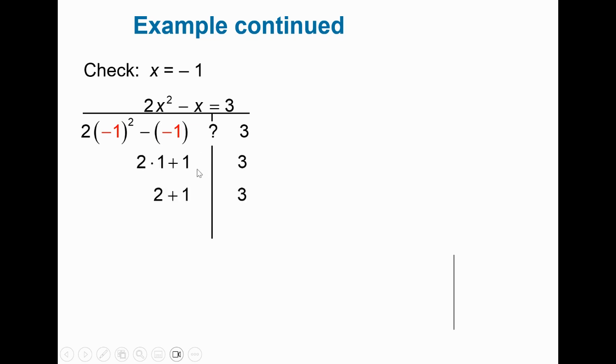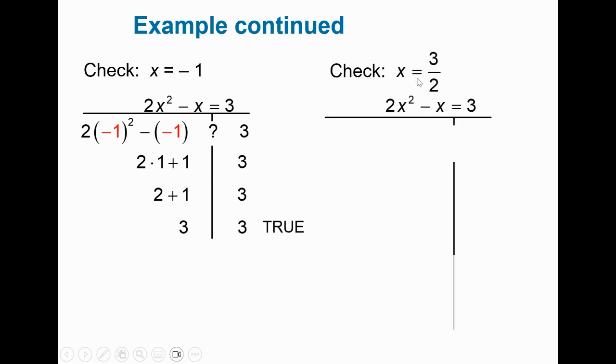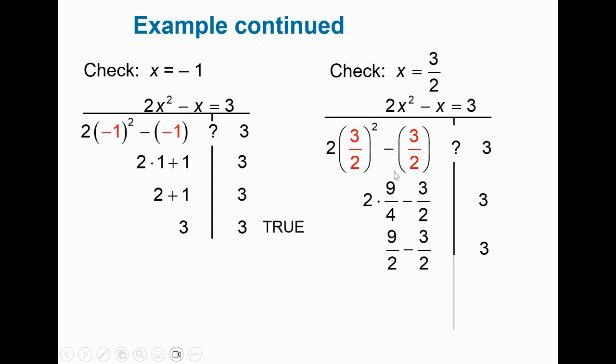Now, in algebra, in math in general, you can check these. All right, so we go back, and in place of x, we substitute negative 1. You see it in red here in place of x and in place of x. Solving the left side, 3 equals 3, true statement. That tells me that yes, negative 1 was a solution. And then checking the second solution, in place of x I'm going to substitute in 3 halves, square it, subtract it. And doing the mathematics on the left side, 6 over 2 works out to be 3. 3 equals 3. It's a true statement that ensures me that 3 halves is the second solution.